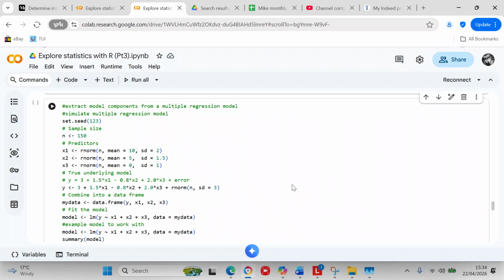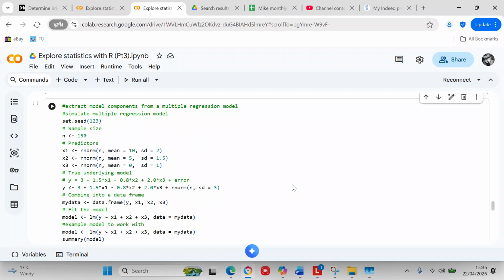So x1 becomes rnorm, that's a randomly sampled normal distribution of 150 samples with a mean of 10 and a standard deviation of 2. x2 becomes a randomly sampled normal distribution, rnorm, with 150 samples with a mean of 5 and a standard deviation of 1.5. x3 becomes rnorm with 150 samples with a mean of 0 and a standard deviation of 1.